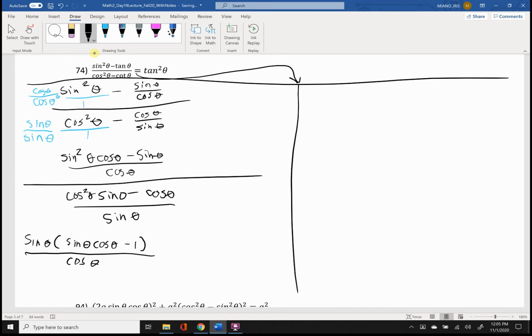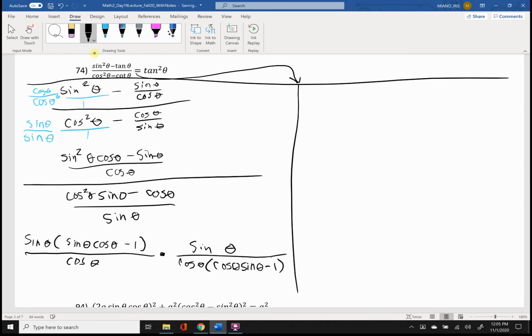And now I'm going to change the operation from this long division bar. This main division bar is going to now become multiplication, and then I'm going to flip over this guy. So that sine theta is now going to be in the numerator, and the new denominator is going to have a cosine theta factored out of it. Cosine theta sine theta minus 1.